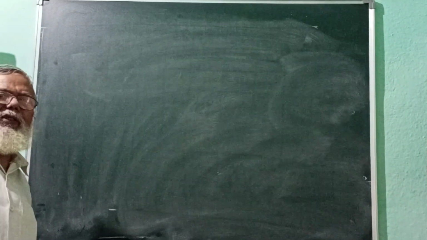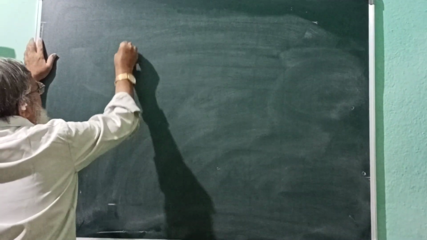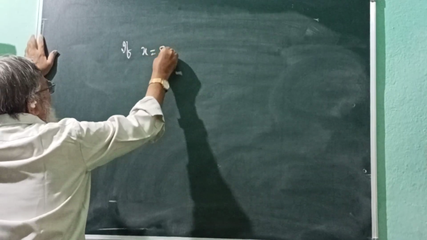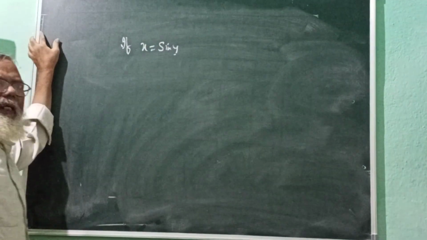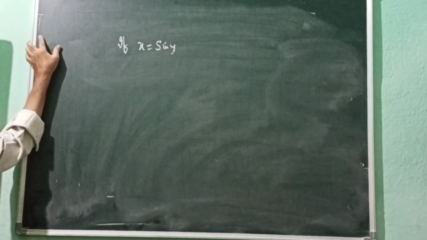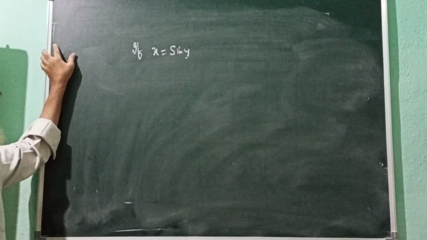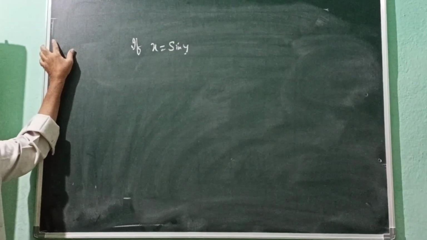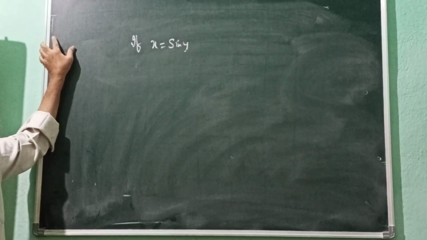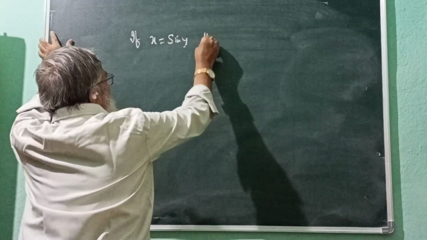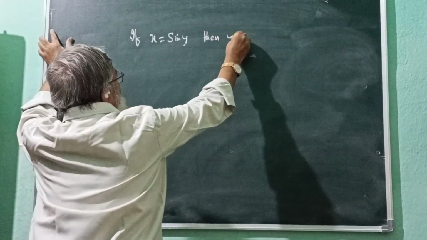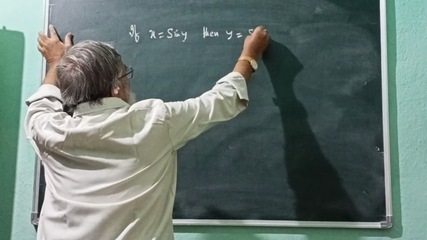Now let us define what the inverse trigonometric functions are. We define it now. See carefully here. Suppose we have an equation, x is equal to sine y. Here we see that the value of x is expressed in terms of y. Now there is sine of y. Now we want to express y in terms of x. Then how should we define it? Then we can write y is equal to sine inverse of x.